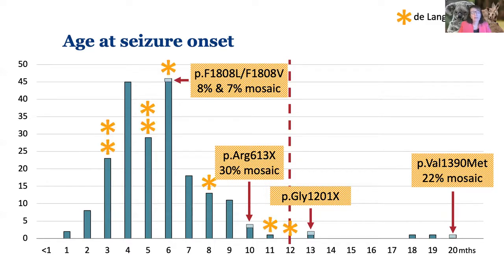What about the rest of the literature? Well, the De Lange paper I just mentioned was only about the mosaic cases, and you can see here that many of their mosaic cases had onset at 12 months or younger, showing that mosaicism is not the sole explanation for the later onset case.